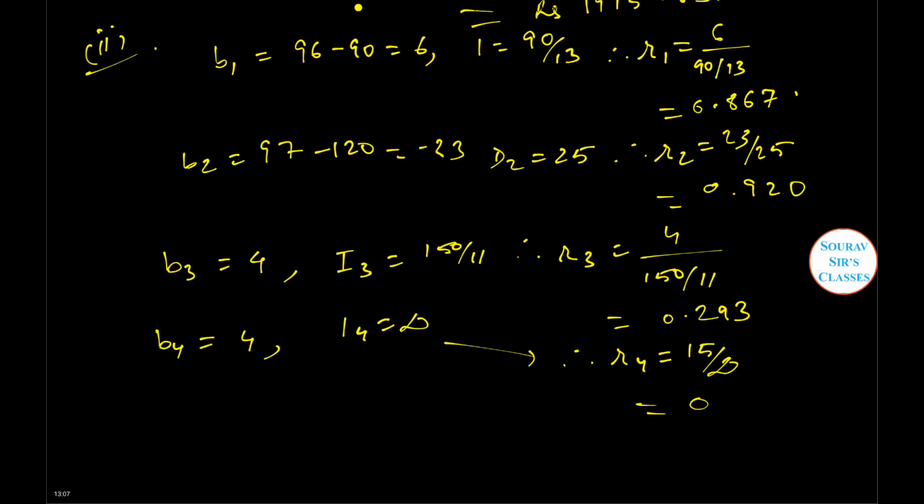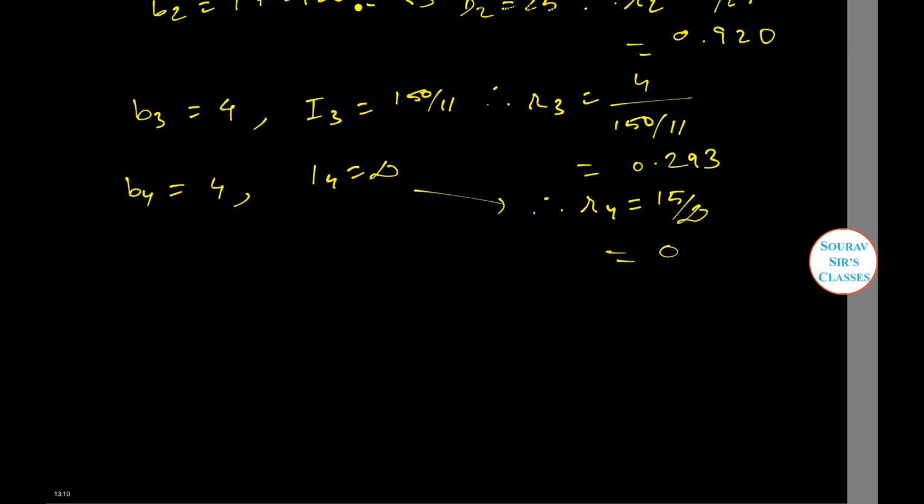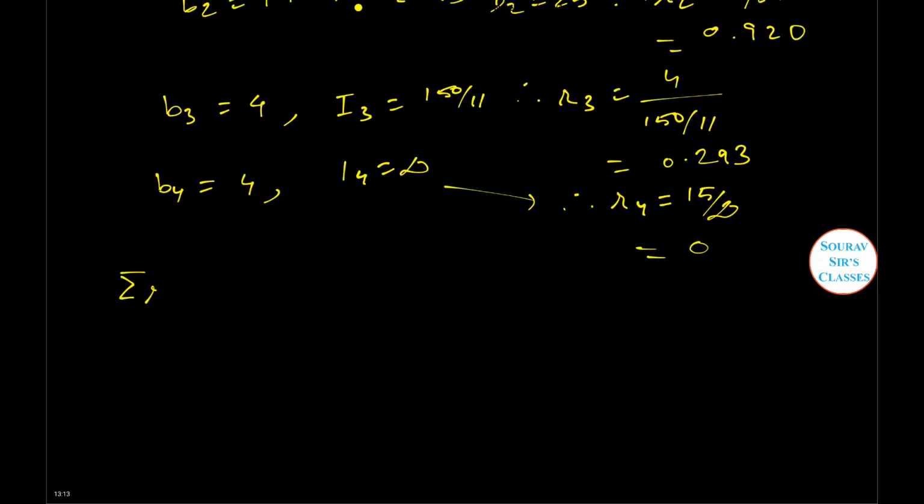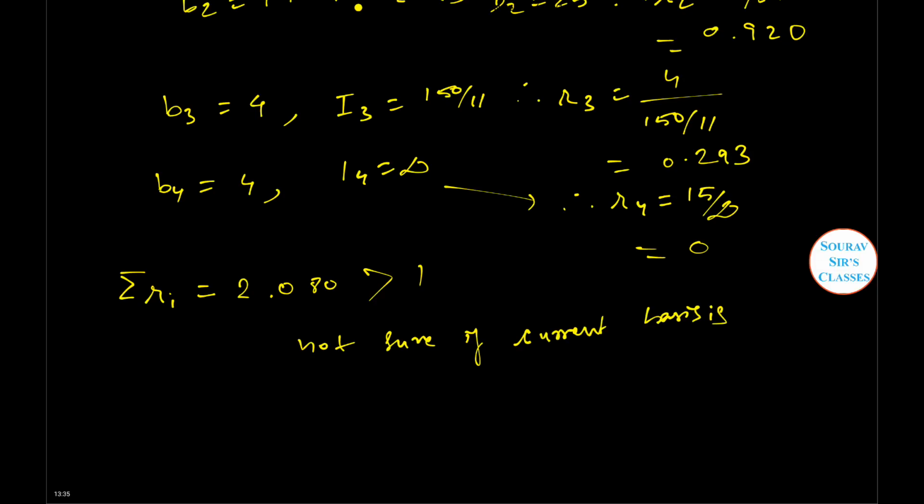Now we see that the summation of Ri is 2.080, which is greater than 1. Therefore, we are not sure whether the current basis is optimal or not. Not sure if the current basis is optimal or not. This is the answer.